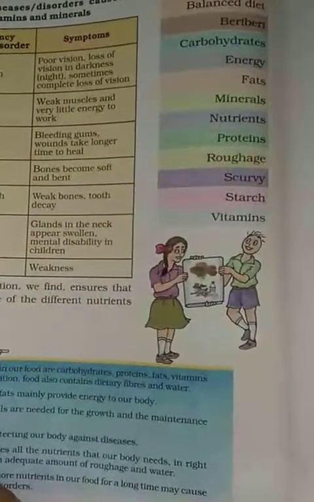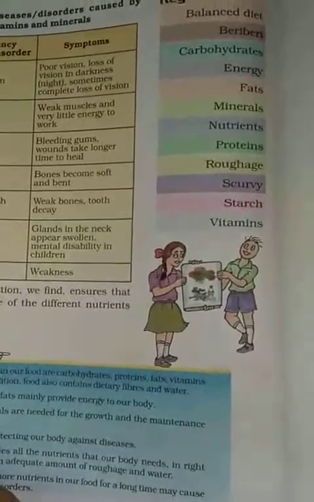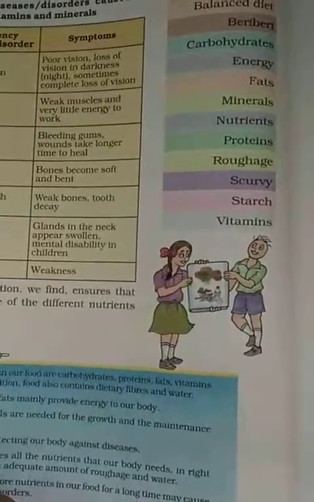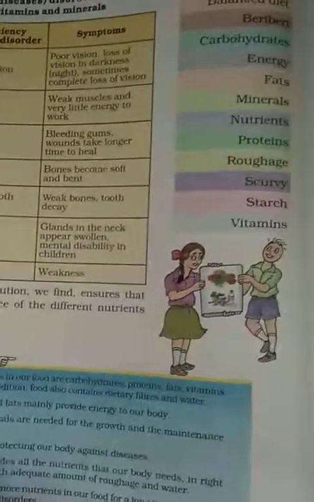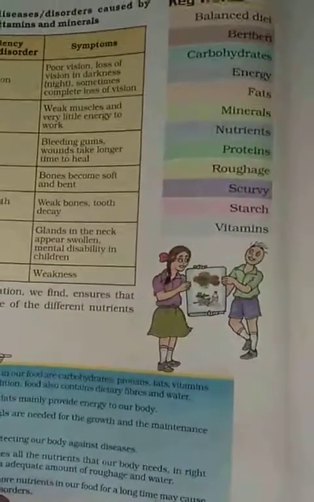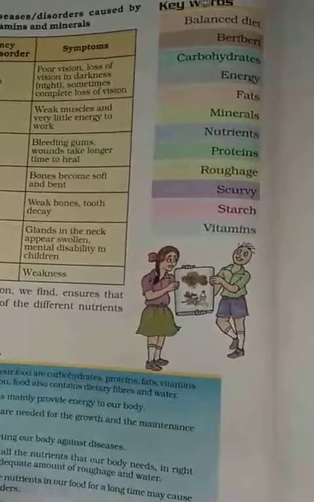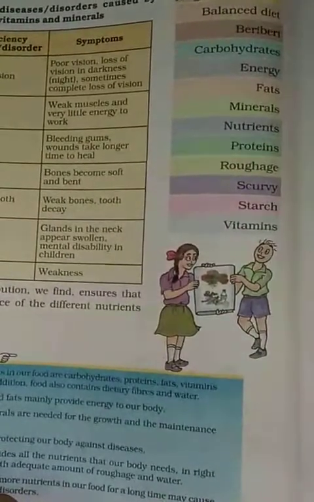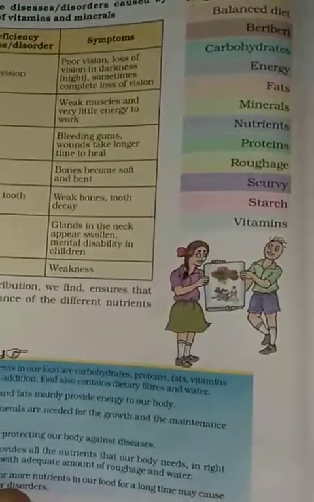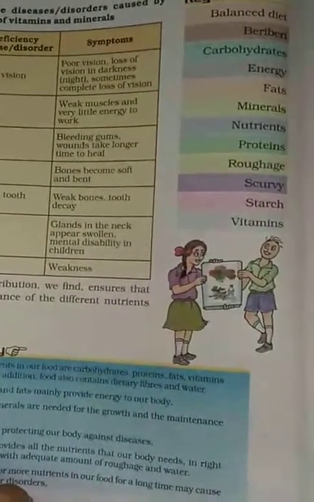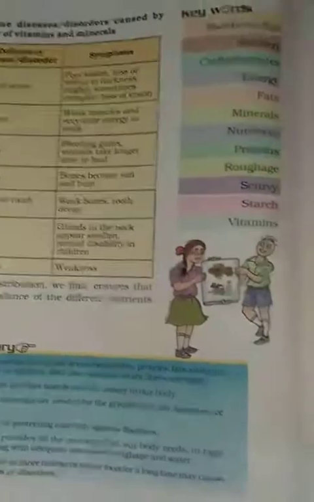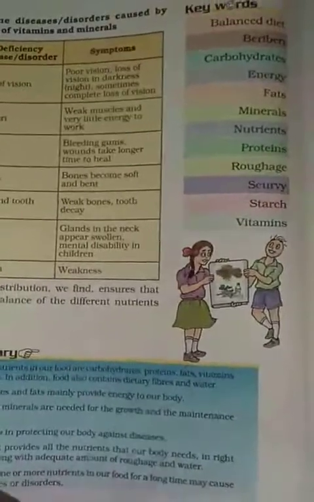Fats, one kind of nutrient. Minerals, one kind of nutrient. And nutrients, whatever we are getting from the food, are called nutrients. Protein, one kind of nutrient. Roughage is also helpful for our body to perform the work of excretion. Scurvy, a disease which occurs due to the lack of vitamin C. Starch we get from carbohydrates, and the last is vitamins. All these concepts we have studied in the lesson.